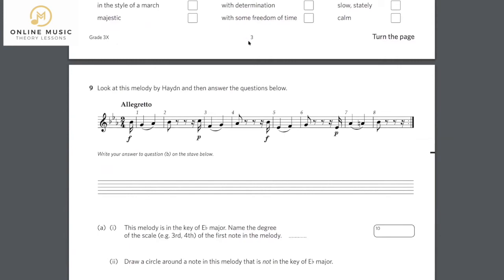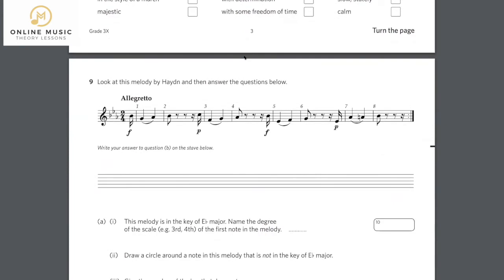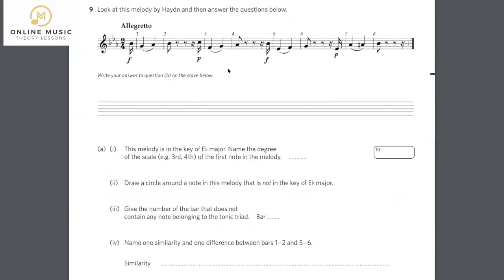Question number 9 is, look at the melody by Haydn and then answer the questions below. Write your answer to question B on the stave below. The melody is in the key of E flat major. So again, if you weren't sure earlier from the key signatures if they had an E flat major there, you could tell one later. Sometimes they do give you the answer.